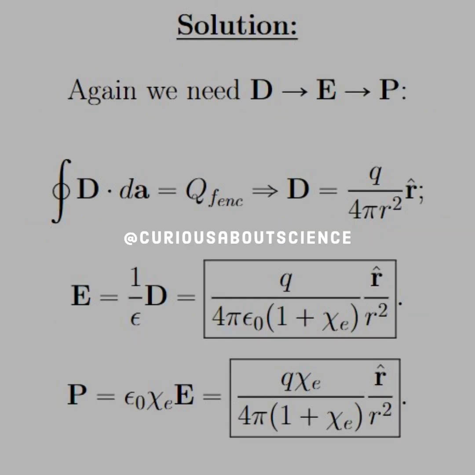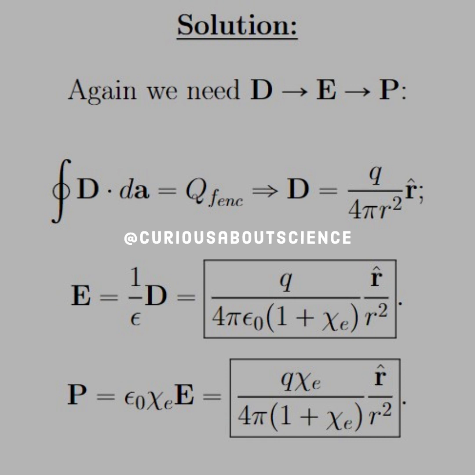So for finding a solution, again, we want the relationship between D, E, and P. So let's use the Gauss's law equivalent for the electric displacement, where we have the closed surface integral of D, and that's equal to Q free enclosed. Since it's a sphere, that's just 4 pi r squared.